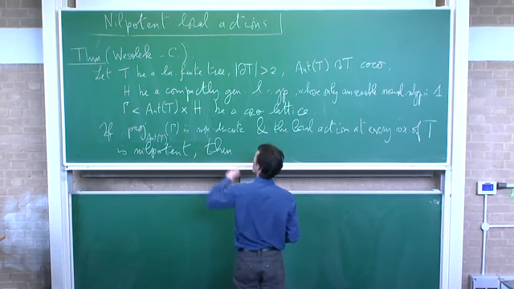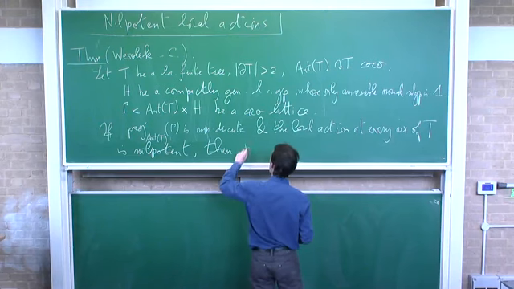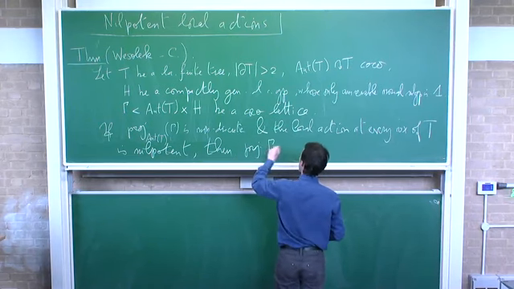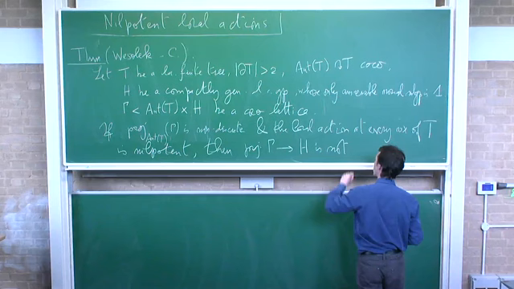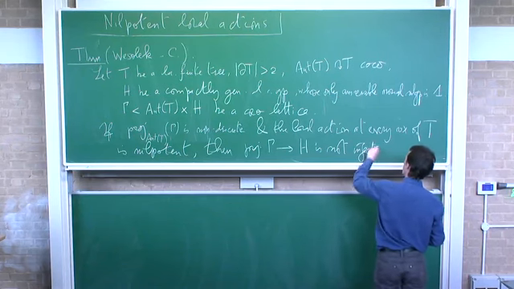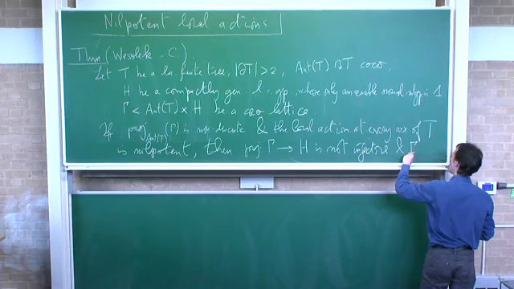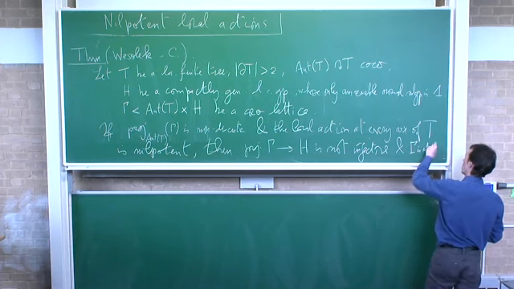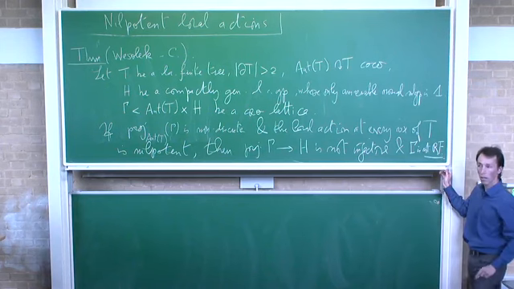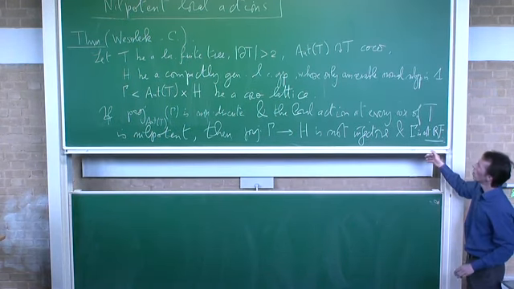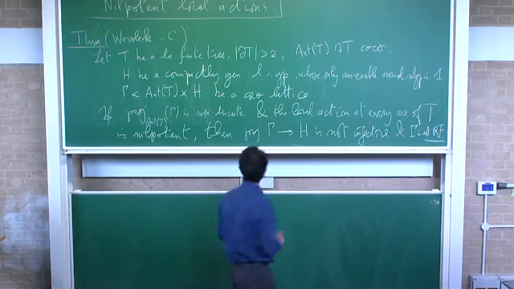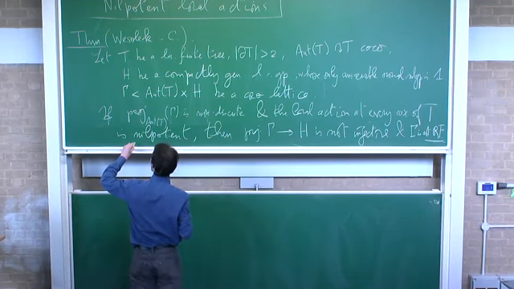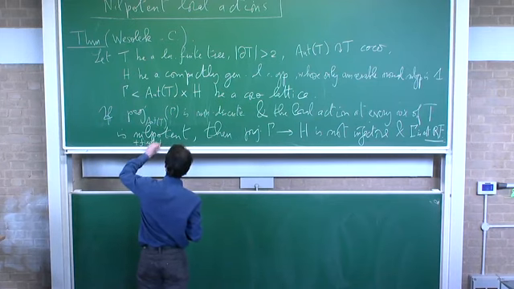then the projection from gamma to H is not injective, and gamma is not residually finite. And I need just a little bit more than nilpotent. I want really to say nilpotent and fixed point free.